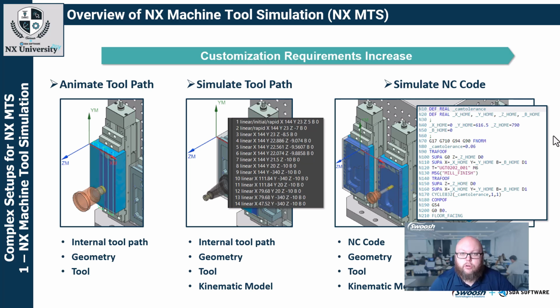The next step in this progression is going to be to do a full machine tool simulation, but simulating, again, the internal toolpath. This is where we don't necessarily need any posted code. We're purely going to be looking at the internal toolpath, still looking at our part geometry and tool geometry, but we're adding in the kinematic model of the machine tool. So that's going to add in things like the limits of the machine tool, the types of rotaries or types of linear axes the machine tool may have.